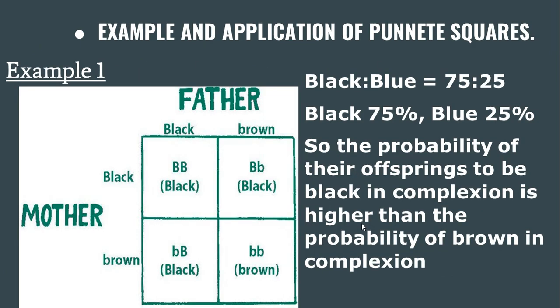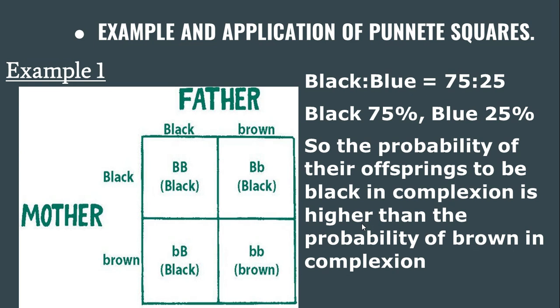Now let's look at an example of how a Punnett square is applied. In example one, as we can see in the diagram, the mother is on one side while the father is on top of the Punnett square. The mother is black in complexion and has brown hair, while the father is also black in complexion and also has brown hair.